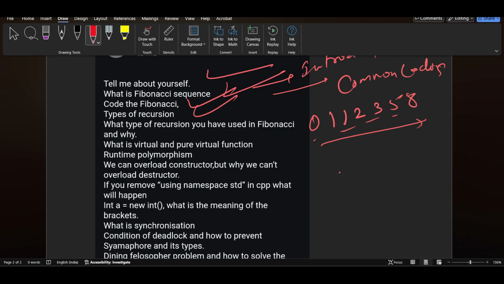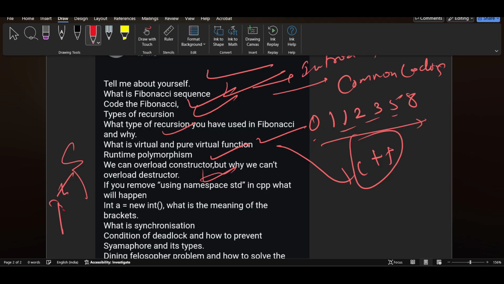Okay, they asked what are the types of recursion, what type of recursion you have used in Fibonacci and why. What is virtual and pure virtual function. This is related to C++. Okay, runtime polymorphism, again an OOPs question. We can overload constructor, but why we cannot overload destructor. Okay, a kind of tricky question.